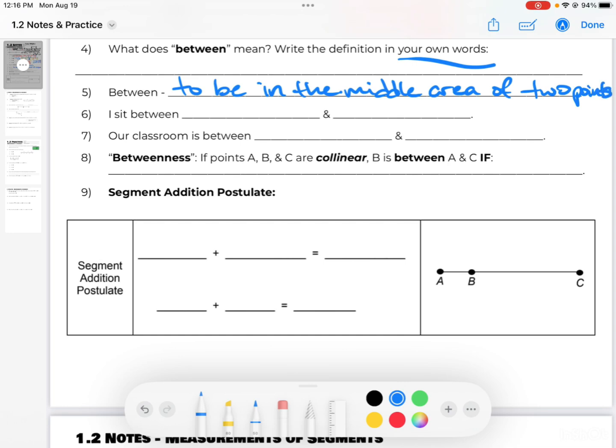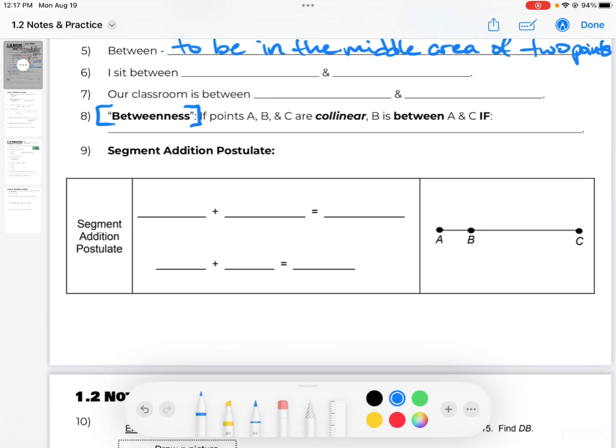Middle area of 2 points. So you could reference this by where you sit in class, where our classroom is located, or your house is maybe between the school and your work, stuff like that. But in geometry, we're going to talk a lot about this concept of betweenness. And this is on slide 8, if you're following along on the Canva.